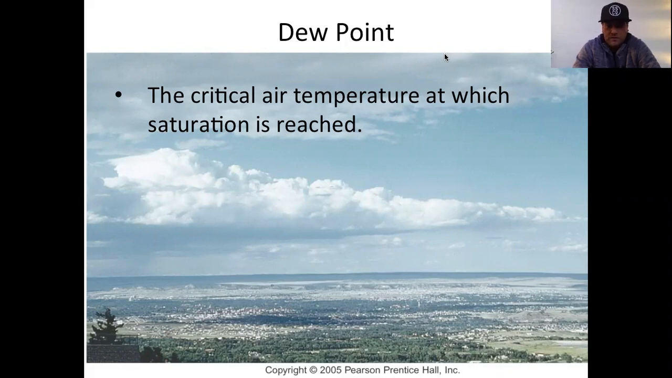Again, in the previous lecture, we took a look at how when air goes up, you have adiabatic cooling. And that temperature is going to cause those little water molecules to slow down to the point where they're going to bump into each other and form little water droplets.